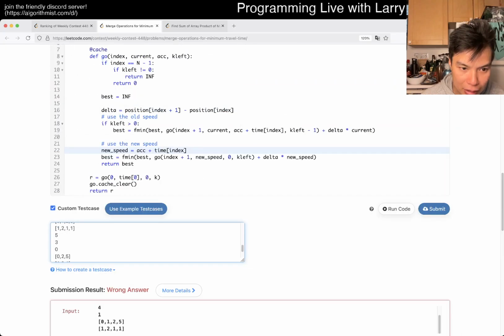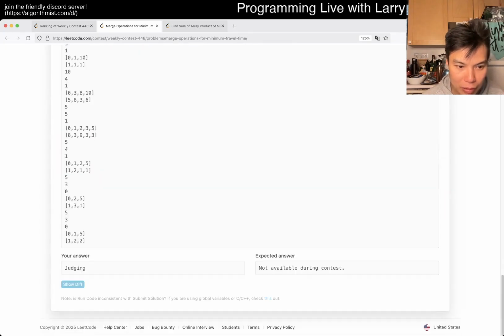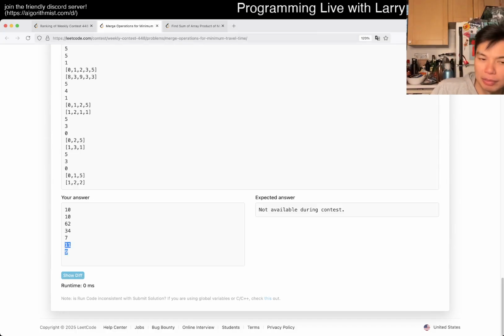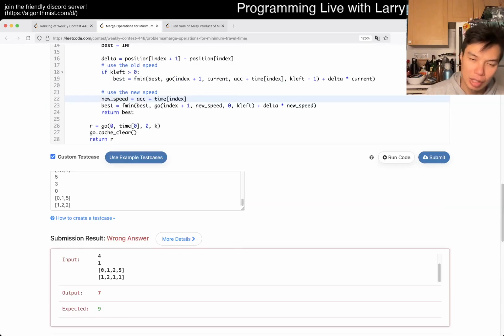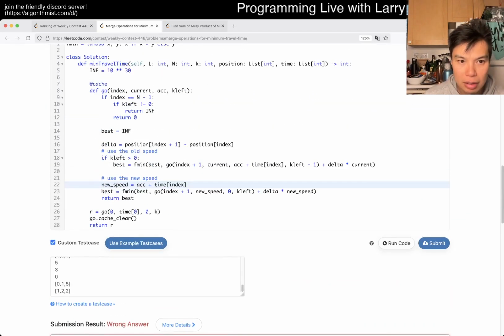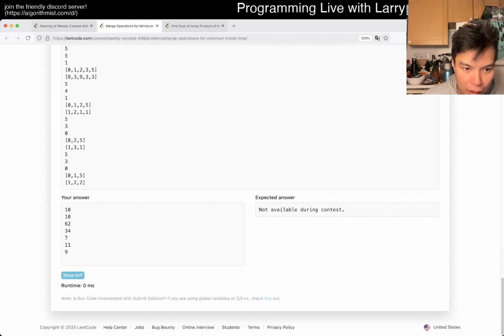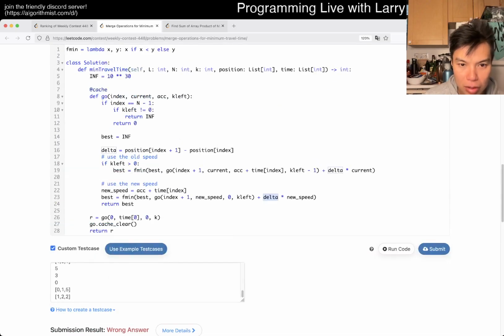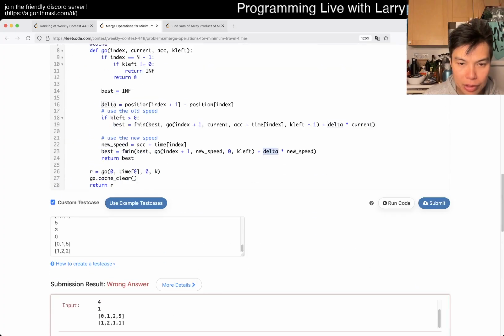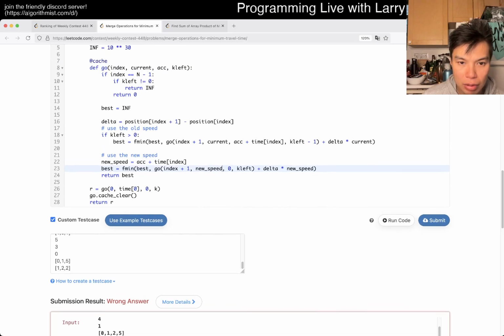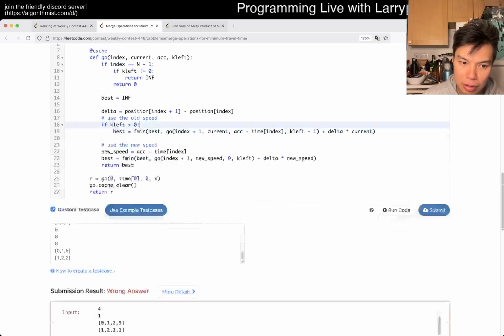So how do I get... Okay, so definitely wrong because both of these cases we have 11 and 9, but we put 7. Why do I have 7? Do I accumulate too much or something? Delta new speed, use the new speed. So what's the right one again? So 9 is the, so we want to merge it with the last cell. So we use the new speed twice. And then we use the old speed, right?